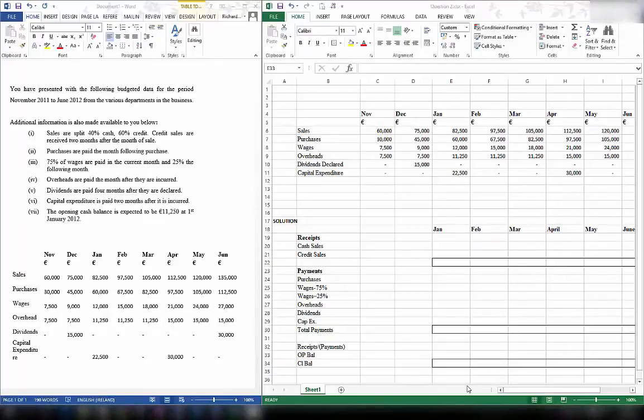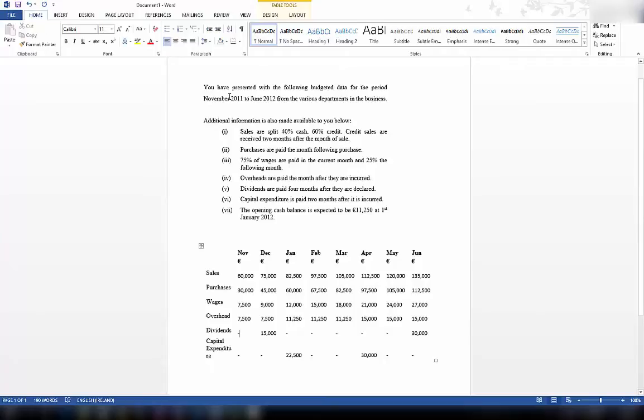Okay, so what we're going to look at now is a budgeting question, in this case a cash budget. So let's have a look at the question first. You've been presented with the following budget data for the period November 2011 to June 2012, for the various departments in a business. Additional information is also made available to you.